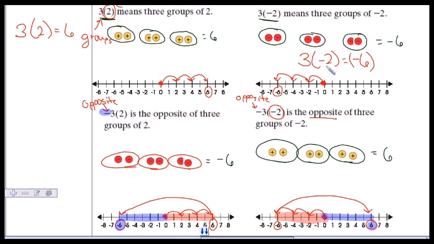On this one we multiplied +3 times -2 and we got -6. So a positive times a negative gave us a negative. And on this one right here we multiplied a -3 times a +2 and we got -6. So here we see that a negative times a positive equals a negative. And then on the last one we multiplied a -3 times a -2 and that gave us +6.